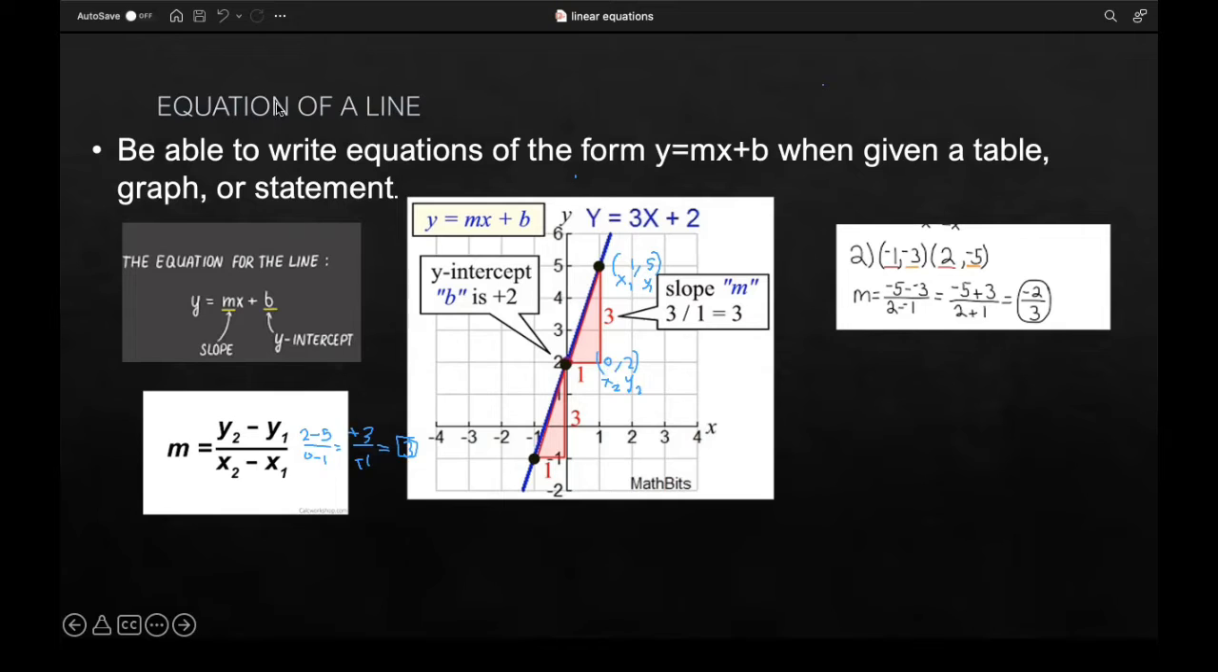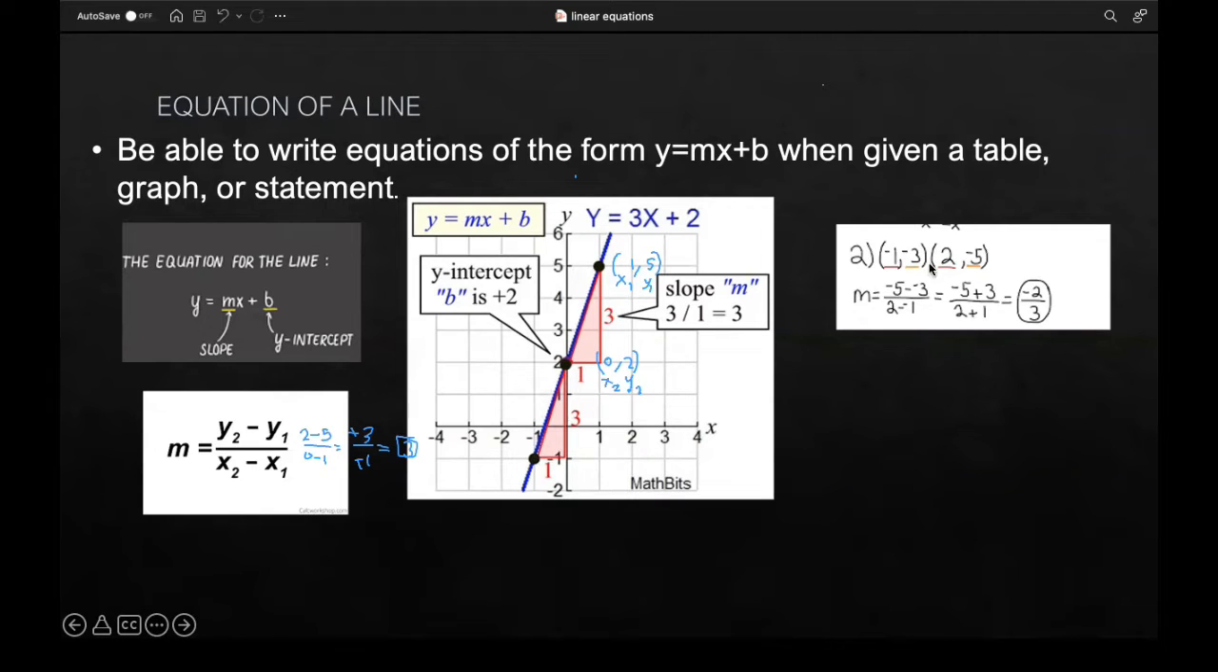So this is how we get the equation of the line when we have the graph. We simply see where the line intersects the y-axis, and this is the b, and we calculate the m using any point on the line. We take the coordinates and we apply the slope or gradient rule.